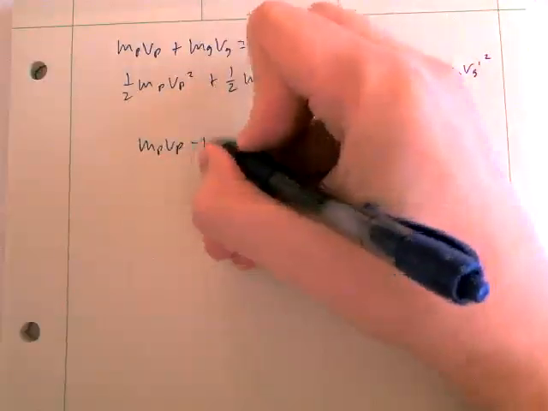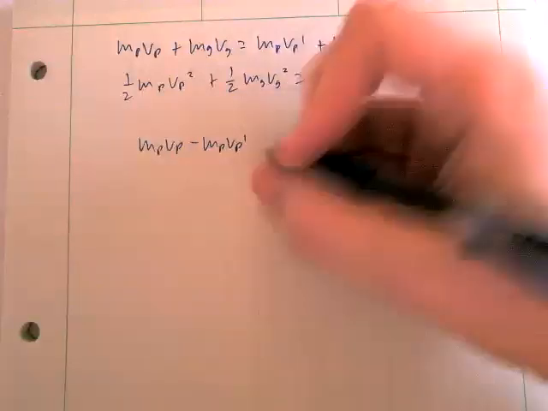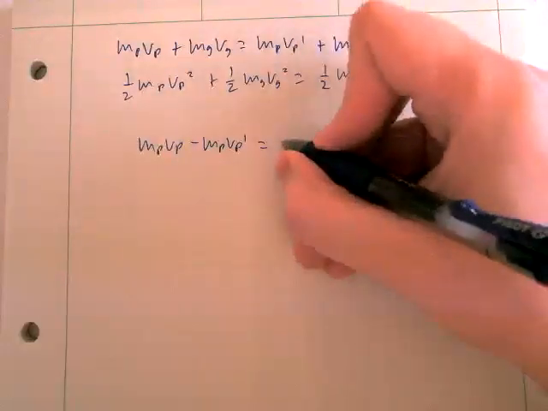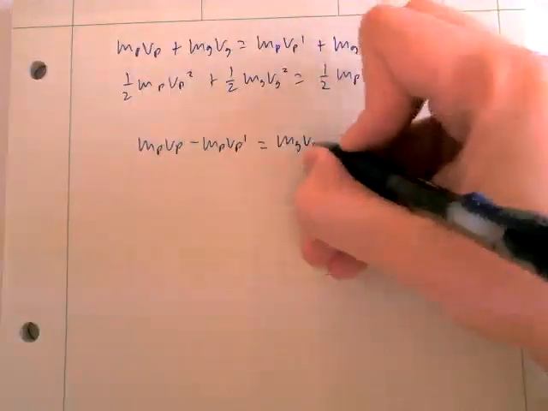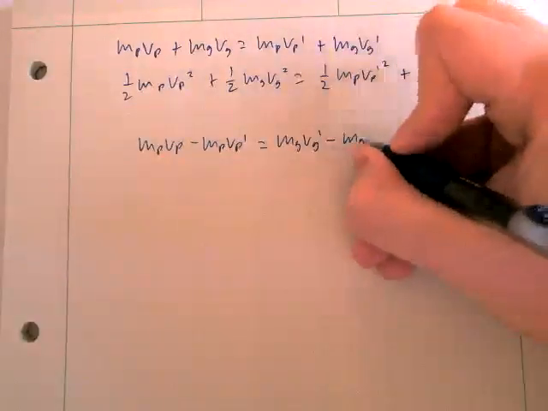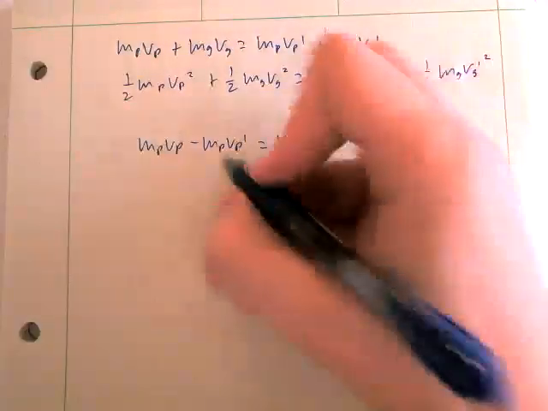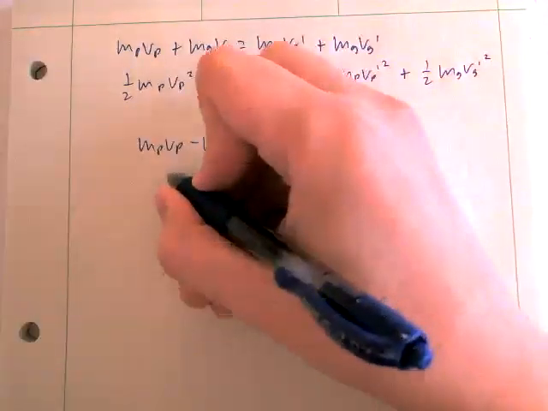MP VP minus MP VP prime, and then this is equal to MG VG prime minus MG VG, right? So we can simplify this a little bit more. We can kind of factor out these masses. This is why this is helpful to us.